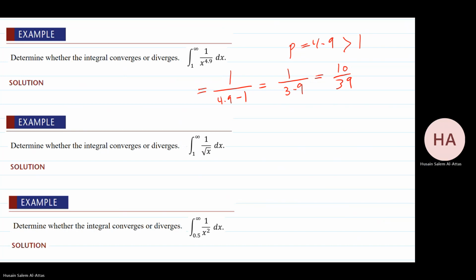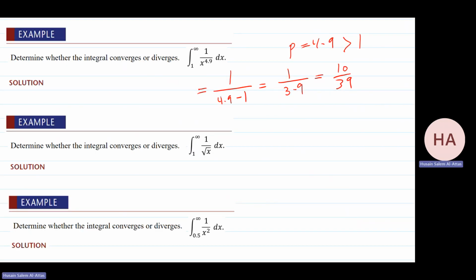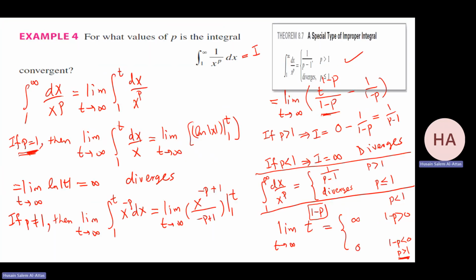That's it. Now this one, let me do it here, I need more space for the last one. That will be the integral from 1 to infinity of 1 over x to the power half. So what is p? Half, less than 1. Right away, this diverges. I have p less than 1, diverges.